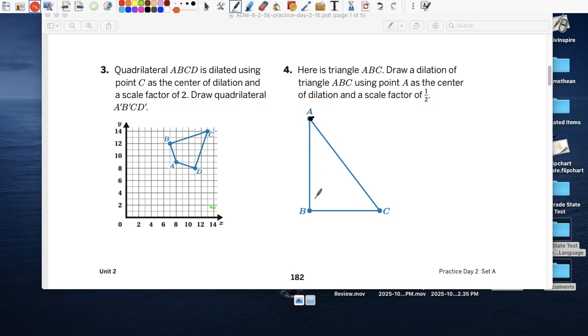So from A to B, cut that in half. Here's B prime. From A to C, cut it in half. Here's C prime. And this one is easy. Notice that when we had one of those questions where they said, is the line going to be parallel? There you go, they're parallel.